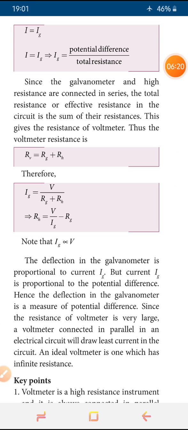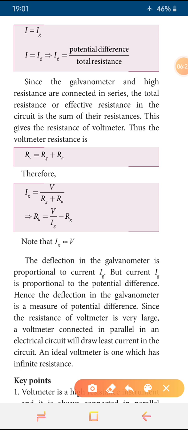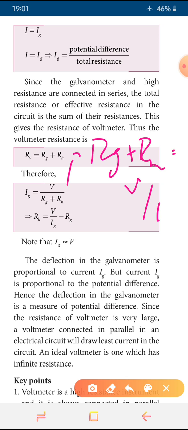In this derivation, it is a simple method. From this equation, we can write Rg plus RH is equal to V divided by Ig. Then we can send the Rg to the left hand side. Then we will get the equation RH is equal to V by Ig minus Rg. This is the equation we are getting here for resistance.